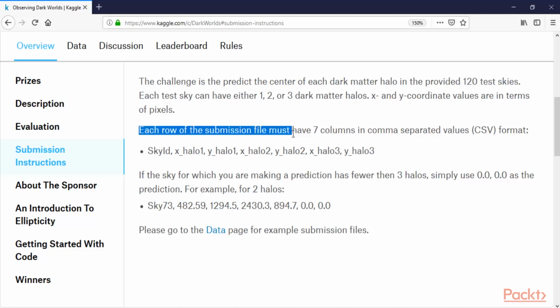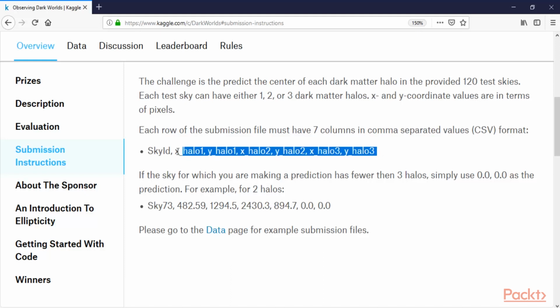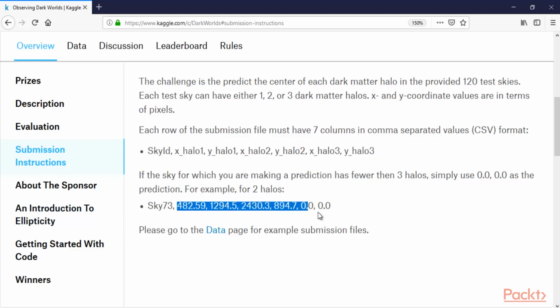Each row of the submission file must have 7 columns in comma separated values: Sky ID, X halo, Y halo, X halo, Y halo, and so on. For example, if there are 3 dark matter halos in every test sky, you can see 3 X and Y pairs here, and this is the sky ID, for example number 1. Similarly, if the sky for which you are making a prediction has fewer than 3 halos, simply use 0 0 as the prediction. For example, you can see here that only 2 dark matter halos are available. The third one is 0 0, and this is the first pair, this is the second pair, and this is the sky number. There are 120 skies, so this is the sky number, 73.